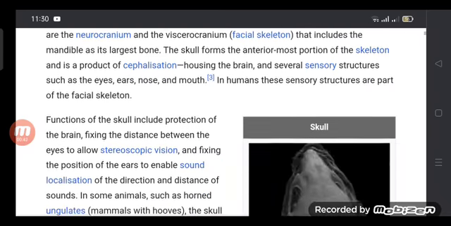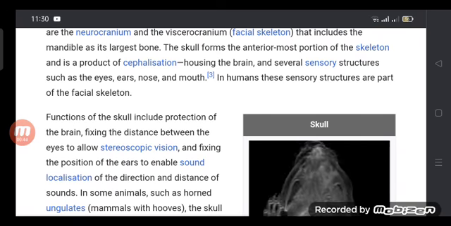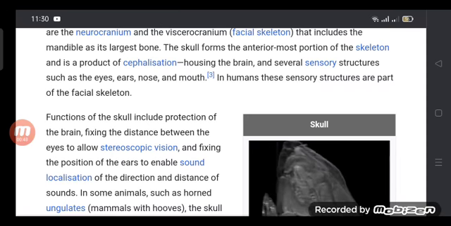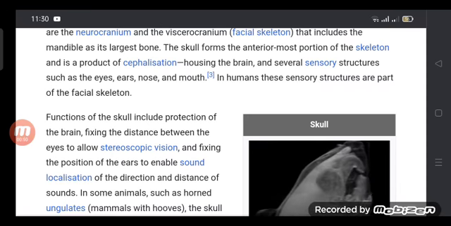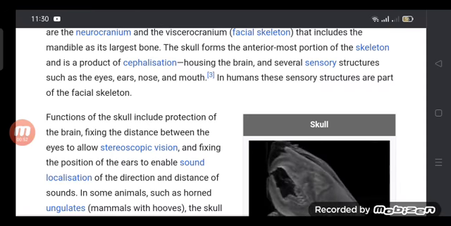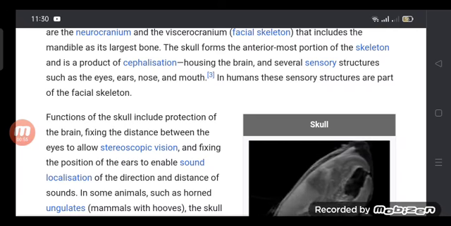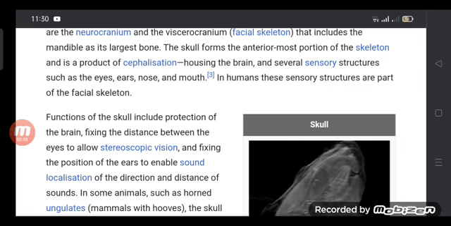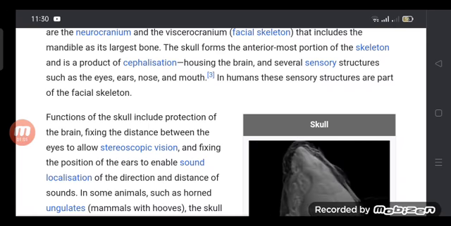The skull forms the anterior-most portion of the skeleton and is a product of cephalization, housing the brain and several sensory structures such as the eyes, ears, nose, and mouth. In humans, these sensory structures are part of the facial skeleton.